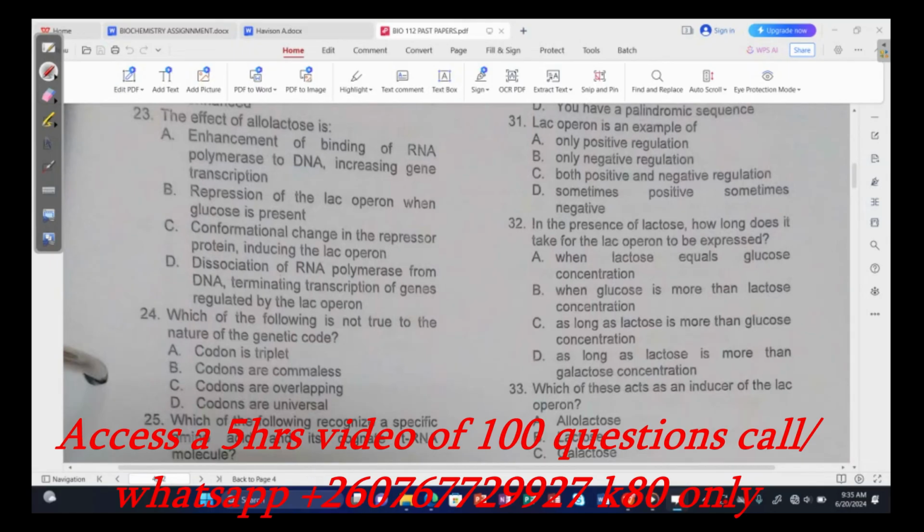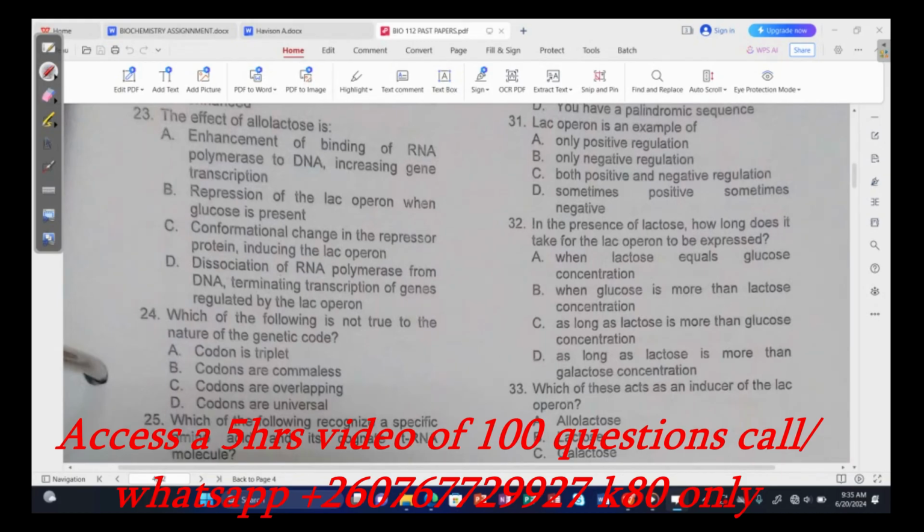C is saying conformation change in the repressor protein inducing the lac operon. This is accurate and true, because that's what we have been explaining. So allolactose will induce a conformation change to the repressor. This repressor, when it binds with the allolactose, will move out of the operator, thereby allowing RNA polymerase to induce the lac operon. So option C is true.